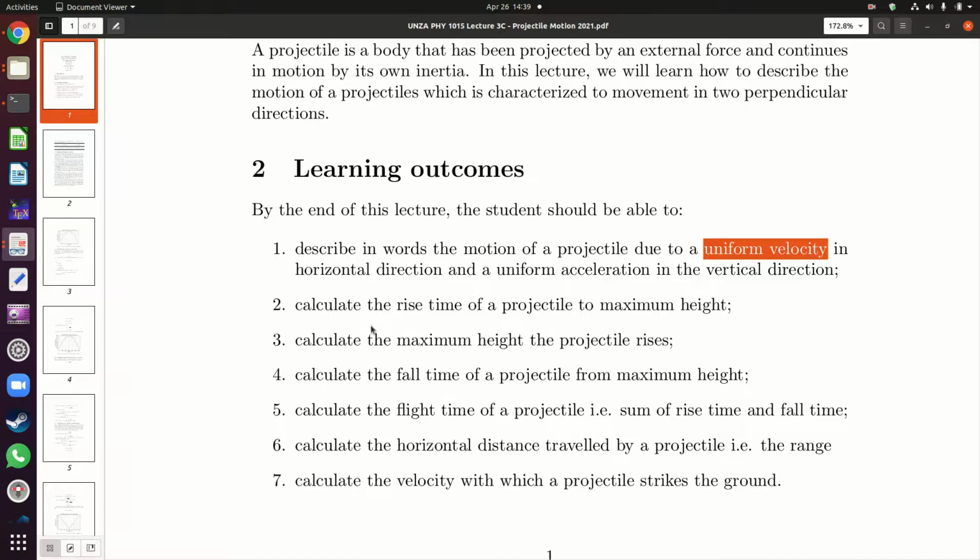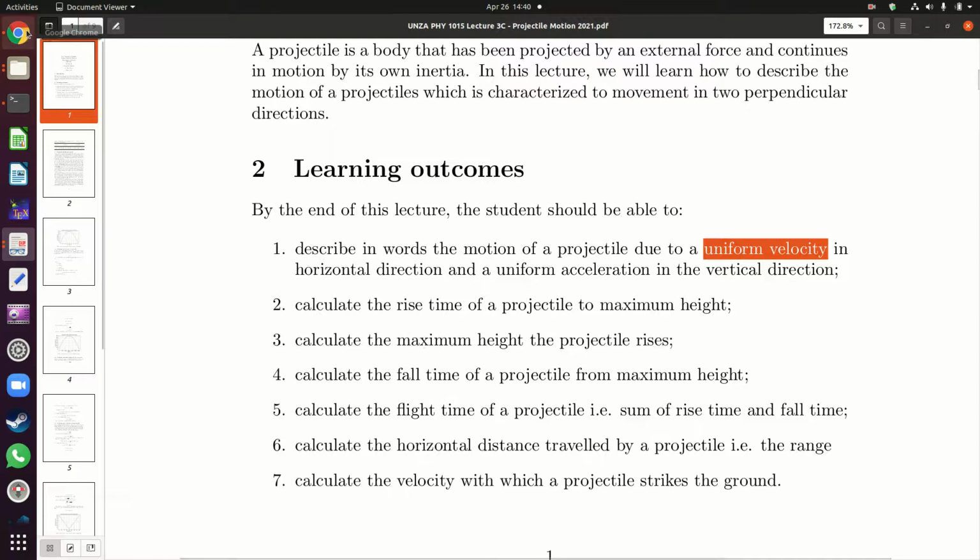Motion where an object is moving in two different directions which are at 90 degrees to each other. So there's vertical and horizontal. These two are at 90 degrees to each other. The horizontal one is uniform velocity, so there's no acceleration. The vertical one is uniform accelerated motion, there's acceleration there.